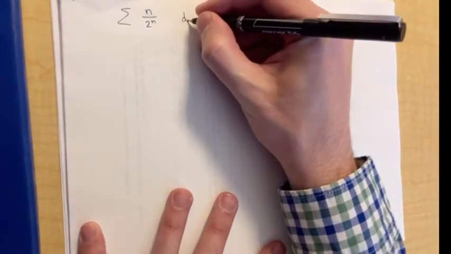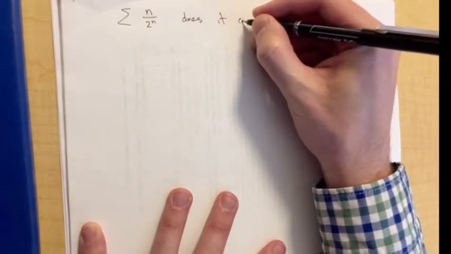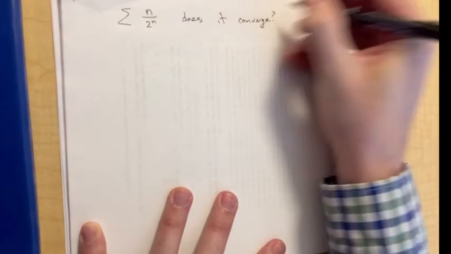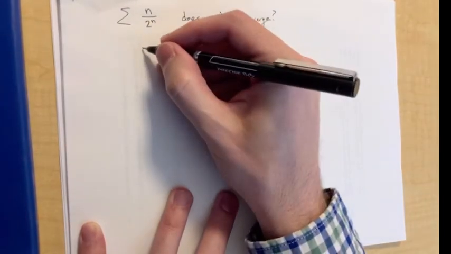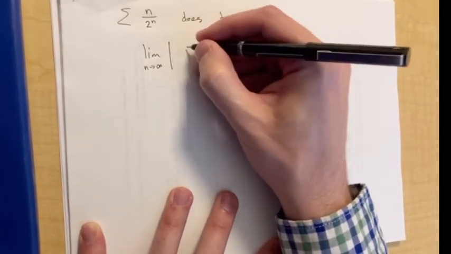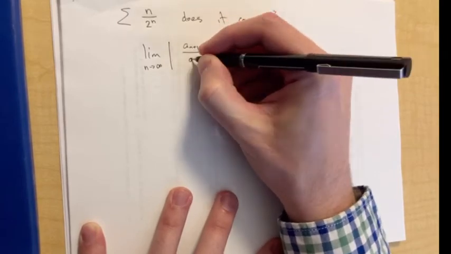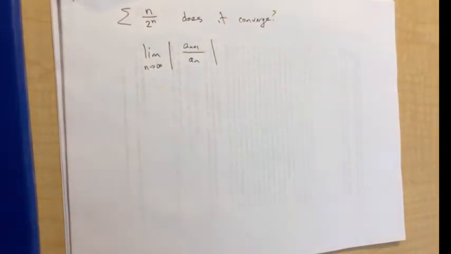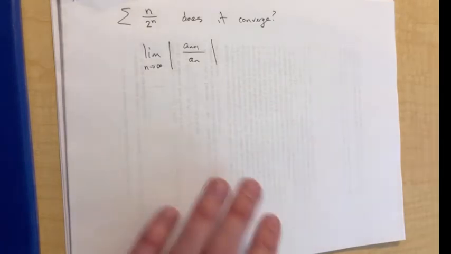As usual, I want to know, does it converge? I'm going to do the ratio test, which involves the limit as n goes to infinity of the absolute value of a_{n+1} over a_n. This is what you need to check for the ratio test. If this limit exists and is less than 1, then it converges. And if it's greater than 1, it diverges. If it equals 1, we have to do it a different way, but it's not going to equal 1.